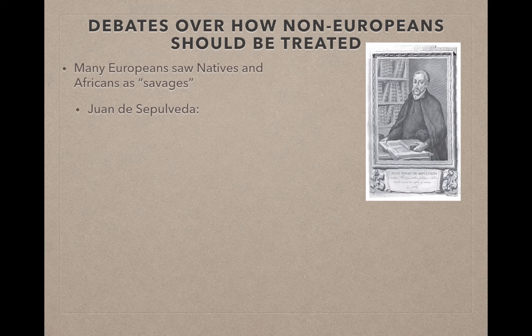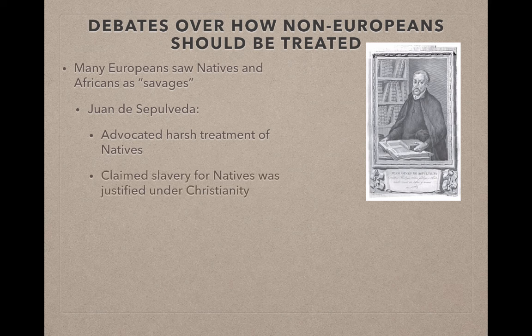Now, the first dude, Juan de Sepulveda, he advocated harsh treatment of Native Americans and claimed that slavery for natives was justified under Christianity. So he would be in favor of the encomienda system, for example.